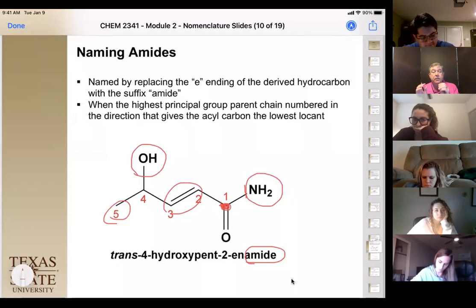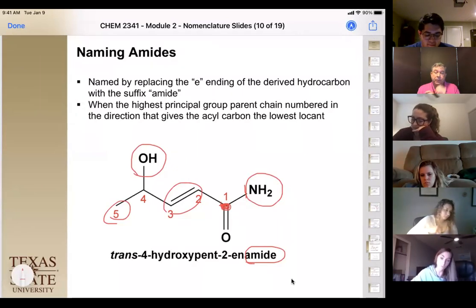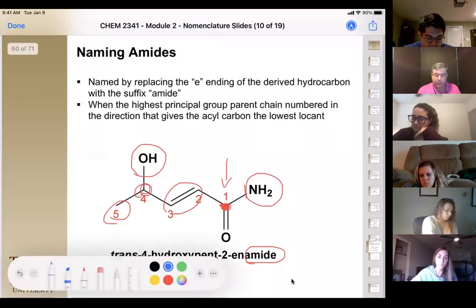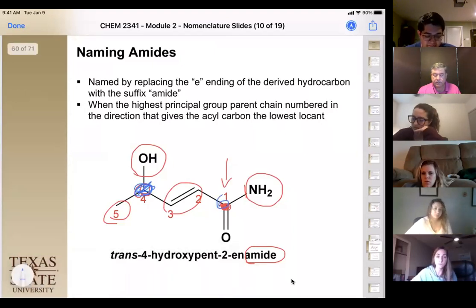And then because it was a carboxylic acid, but it has a nitrogen on it, we drop the oic acid and add the word amide. Okay. And always the carboxylic acid carbonyl is the number 1 position. And because this substituent is on the other side of the bond from this substituent, we have our trans.